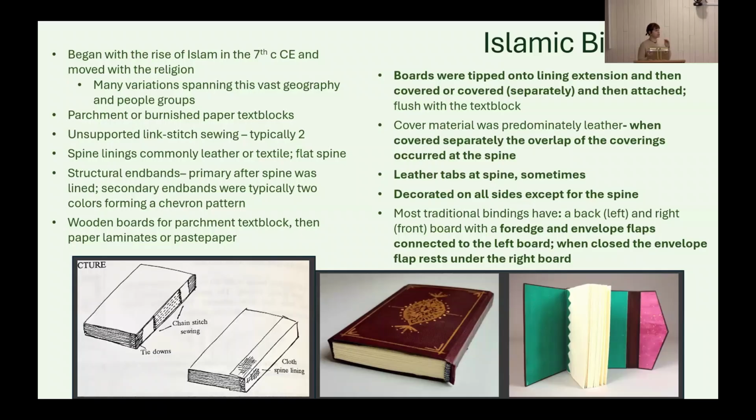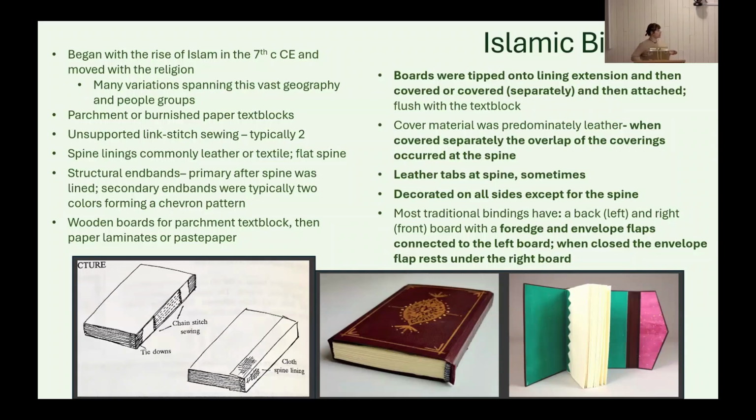The burnished paper is extremely characteristic of the Islamic binding, and it would be polished, so it's very shiny, and the ink sits on top of the paper instead of being absorbed into the fibers, because the fibers now lay very flat. You're seeing that same unsupported sewing, spine linings, structural end bands, and then wooden boards. The wooden boards, as in many binding traditions, will become paper-based boards as paper becomes cheaper and more accessible. But the linings are really important because they are the connection point between the boards and the text block. And so in addition to the structural end bands, the lining now becomes that main connecting point.